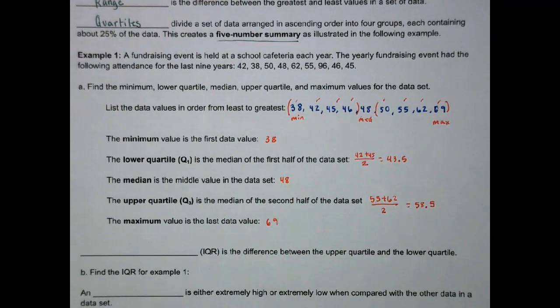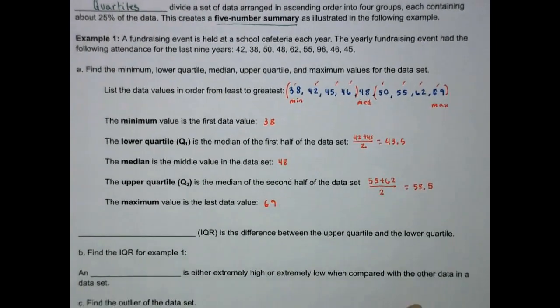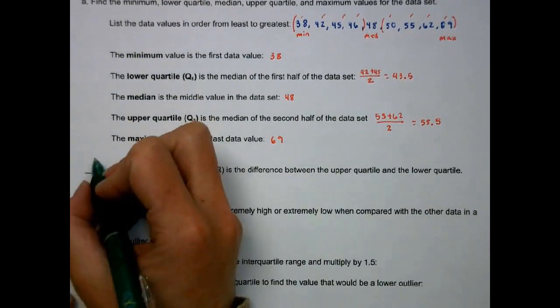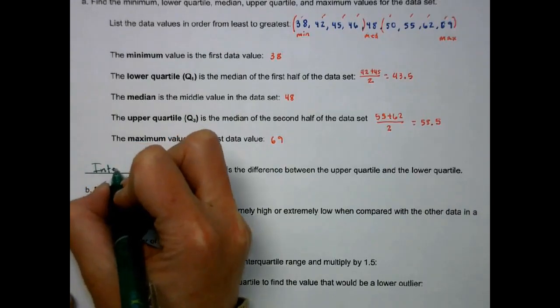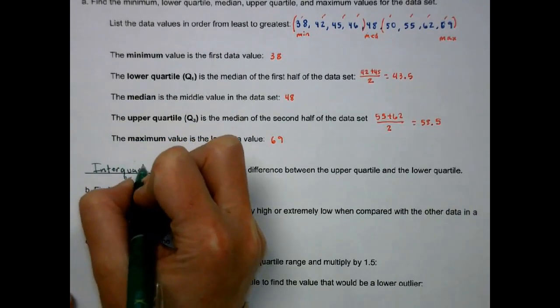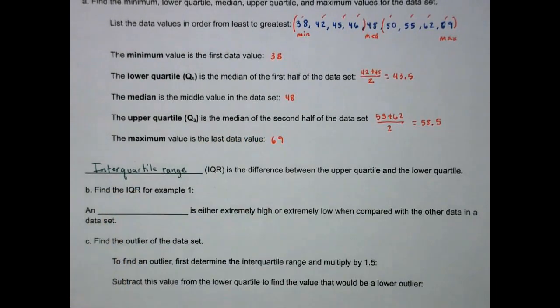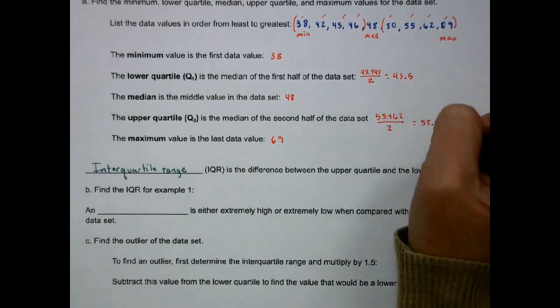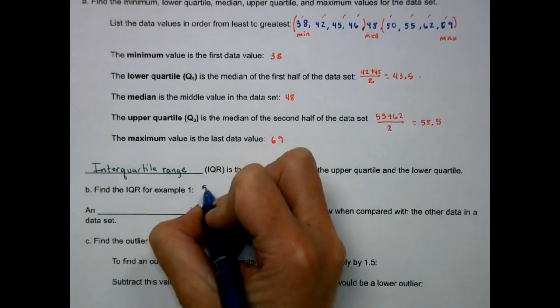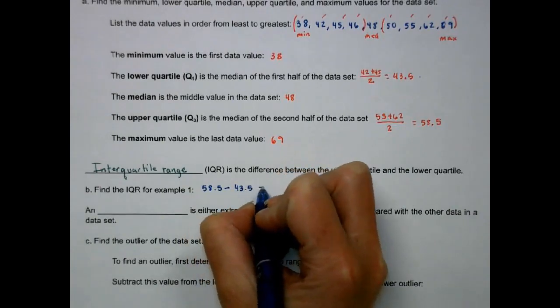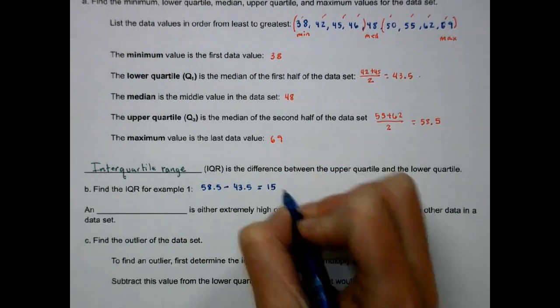Okay. Once we have our 5-number summary, we can find something that's called the interquartile range. It is the distance between the upper quartile and the lower quartile. So we're just going to take this minus this. 58.5 minus 43.5 gives us an interquartile range of 15.